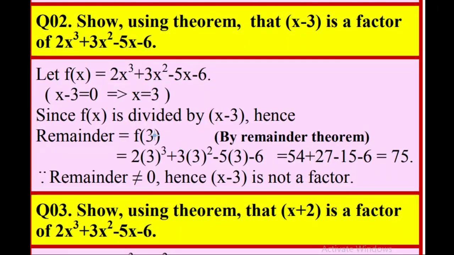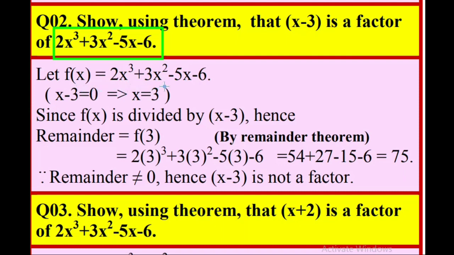Now let's take another question. This question says, show using the theorem that x minus 3 is a factor of the given expression 2x cubed plus 3x squared minus 5x minus 6. And now we try to solve again using the remainder theorem. So before we start, let's try to understand: f(x) is equal to 2x cubed plus 3x squared minus 5x minus 6 is assumed.